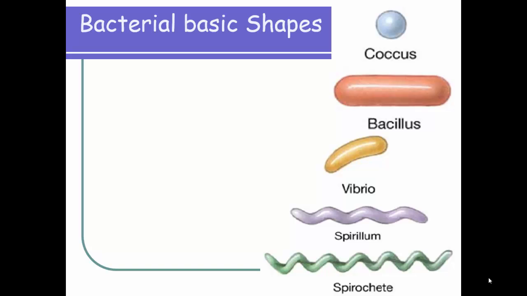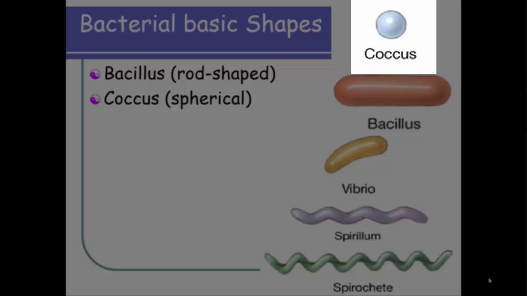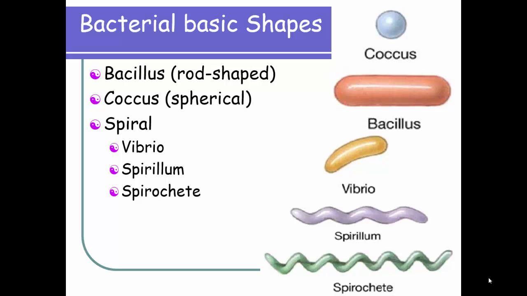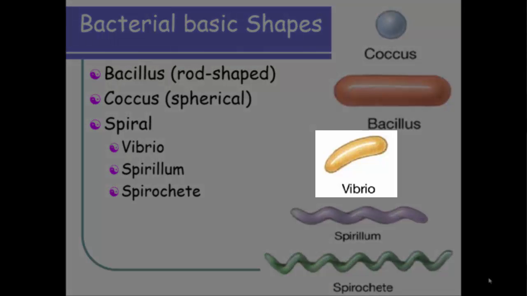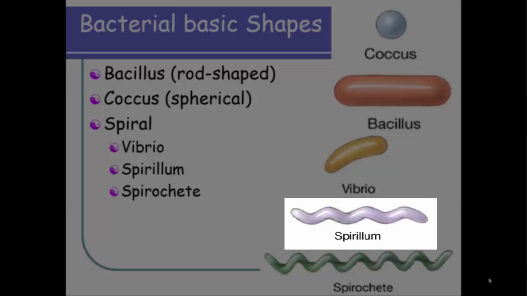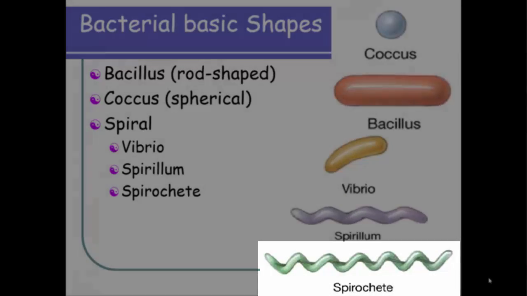Basic bacterial shapes. The bacillus is a rod-shaped or elongated shape. The coccus is a spherical-shaped bacteria. Bacilli and cocci are the plural forms of these two words. Then we have the spiral organisms, and this depends on how twisted you actually are. For example, the vibrio kind of looks like a comma. The spirillum may have 3 to 5 or so twists along its long axis, whereas the spirochete is very twisted.